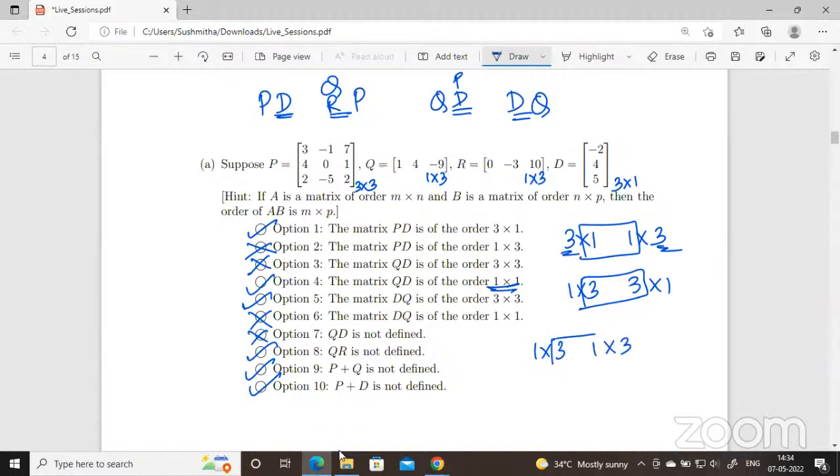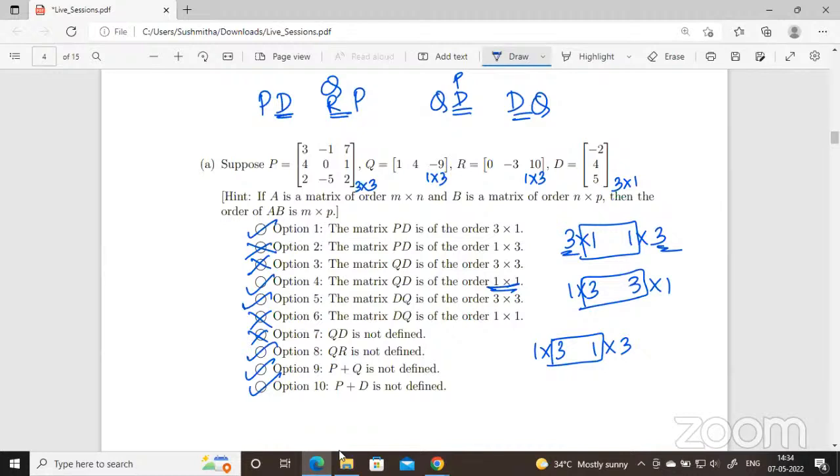No. To multiply them, you need the number of columns of the first to be equal to the number of rows of the second. For addition, you want the same order. That's why it's not defined. Is it clear why QR multiplication is not defined?